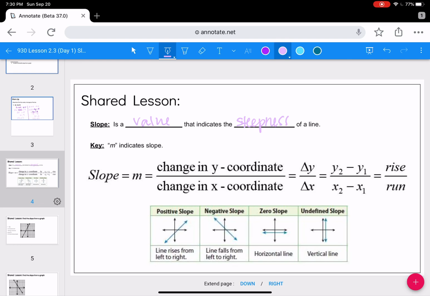For positive slopes, you can see the line rises from left to right. A negative slope is when the line falls from left to right. If you have a horizontal line, that means you have a 0 slope. And if you have a vertical line, you have an undefined slope.